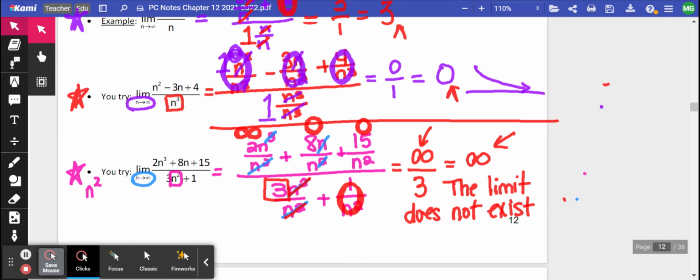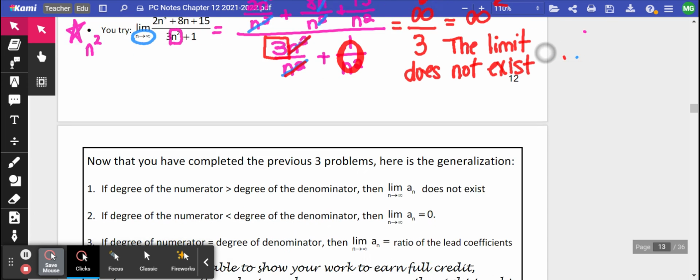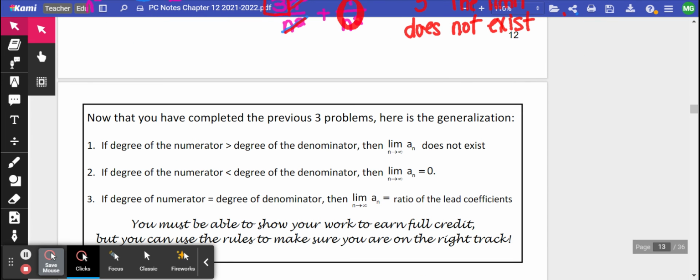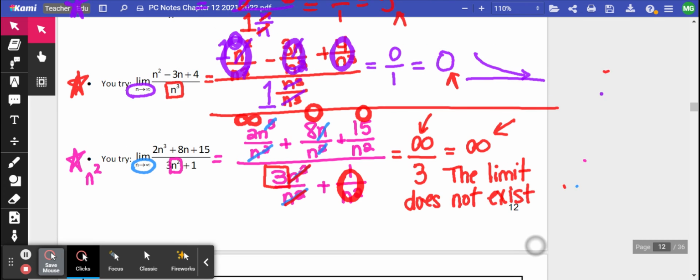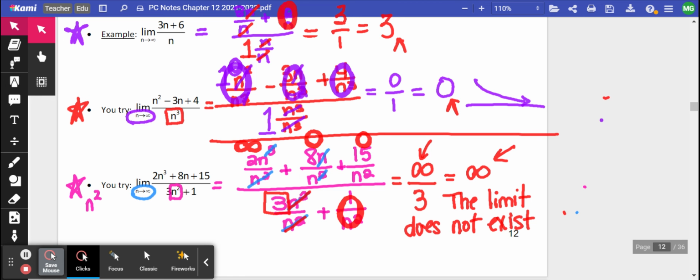Look what we got when the degree of the numerator was less than the degree of the denominator. We got 0. Okay, scrolling again. If the degree of the numerator is equal to the degree of the denominator, then the limit will be the ratio of the lead coefficients. Lead coefficient of the numerator is 3. Lead coefficient of the denominator is 1. These degrees are equal. The limit is 3. It actually works. The shortcut works.